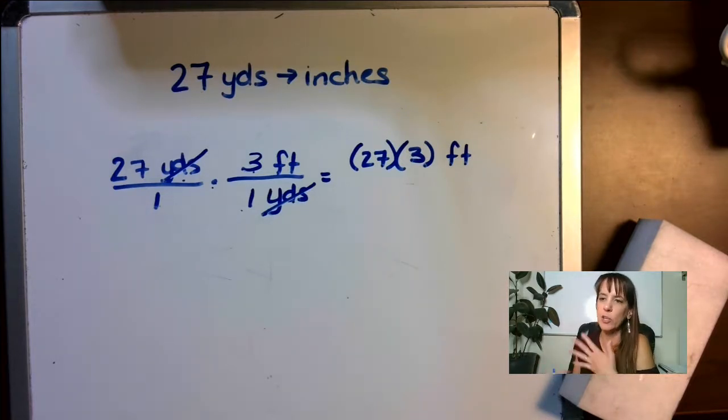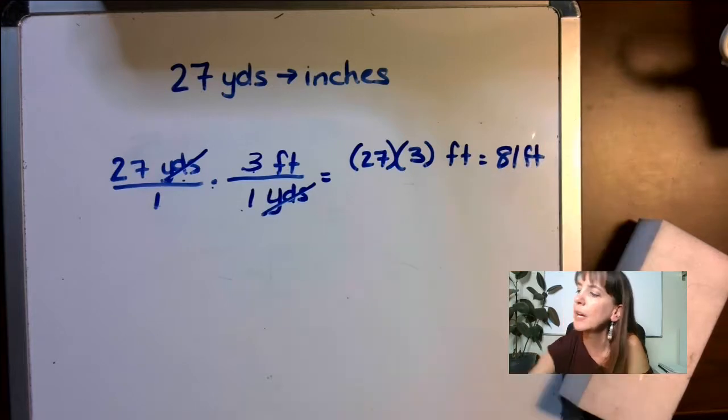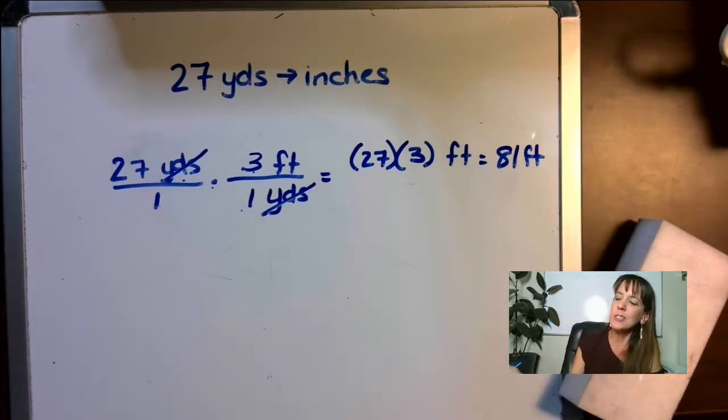Of course, now at this point, you're gonna wanna multiply it. 27 times 3. We get 81. So we end up with 81 feet. 81 feet, okay? So that's just a quick down and dirty on how you do unit conversions.